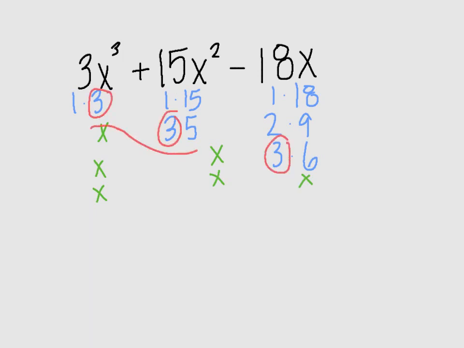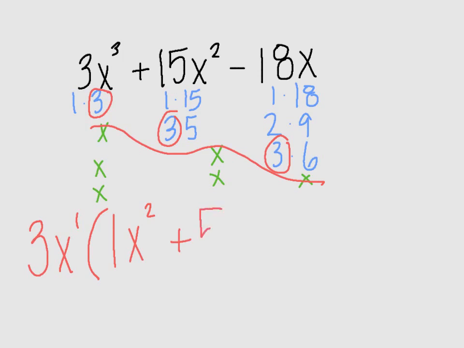I can cross off one full row of x's. So I factor out my greatest common factor of 3 and my x to the 1. Now I'm going to write what I have left. If I took out the 3, I have a 1 left. I have 2 x's in the first row. Now if I take out the 3 here, I'm left with 5 and 1 x. Now if I take out the 3, I'm left with 6 and no x's. So I just close my parenthesis.